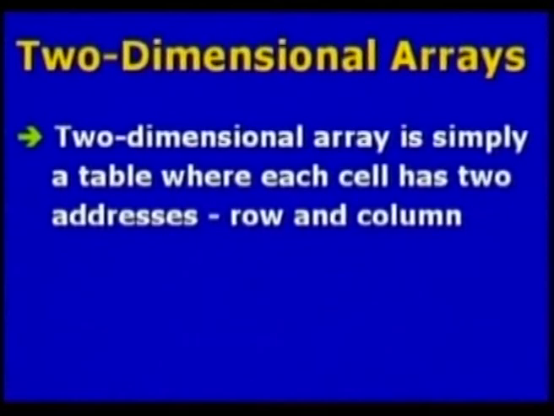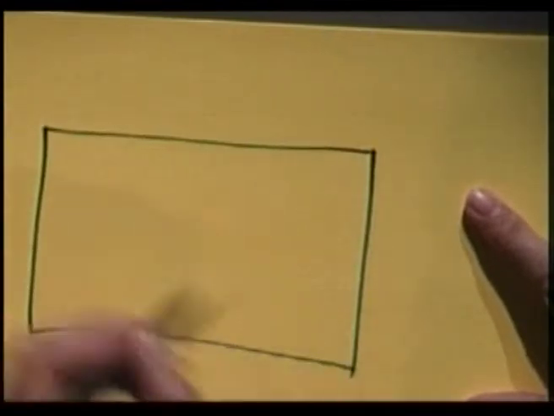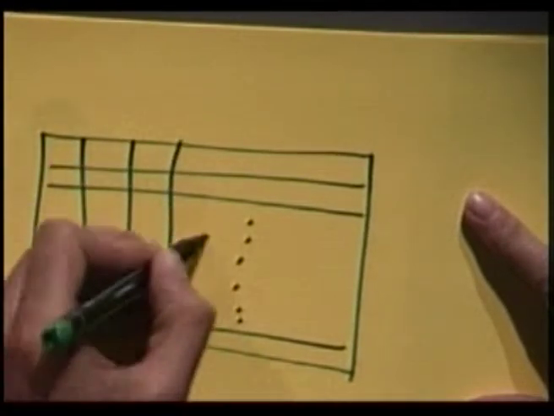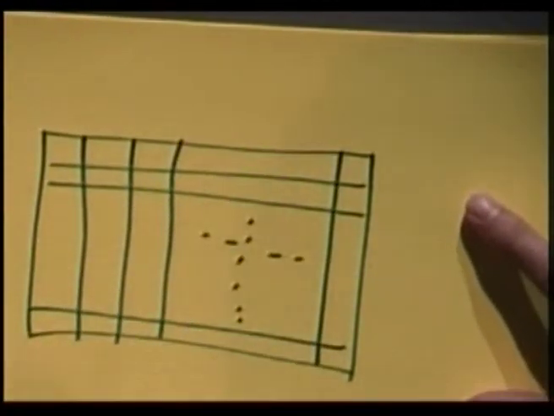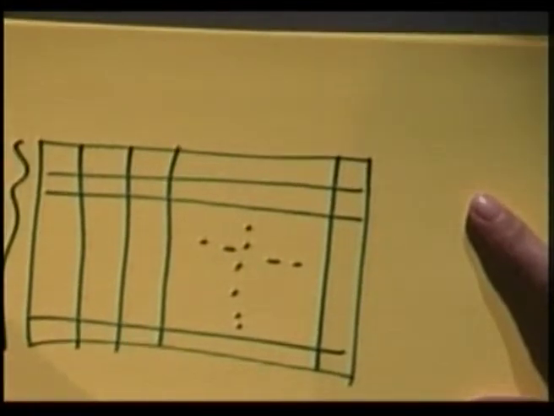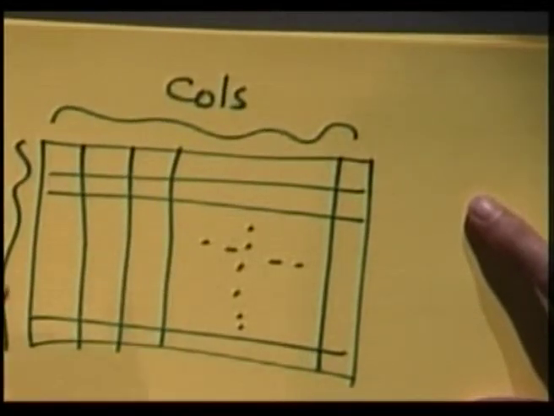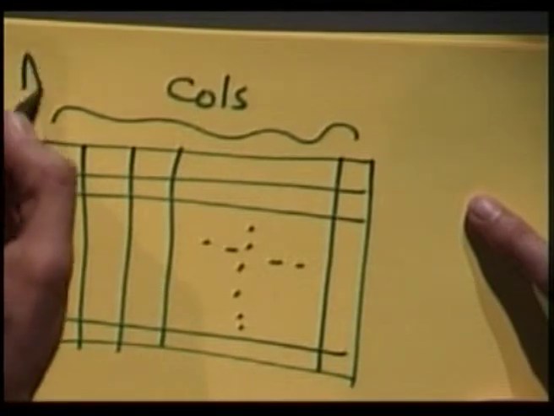Okay, let's start with the concept of two-dimensional arrays. The two-dimensional array is simply a table where each cell has two addresses, a row and a column. So basically, it's a table like this with rows and columns. So this determines the rows. This determines the columns. And all I need, as a matter of fact, is a pointer which points to the first entry in this. So this is a 2D array, if you like.